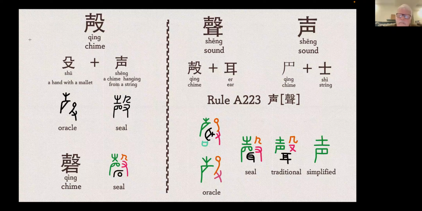So when they decided to simplify the characters, they made the rule, and it got simplified into the modern character for sound, which is the top part, the sh is the string that the chime is hanging on.